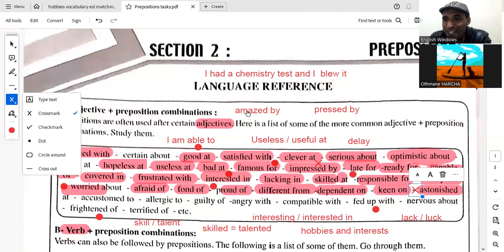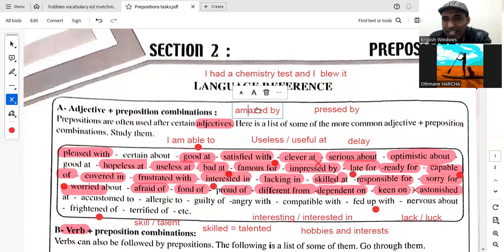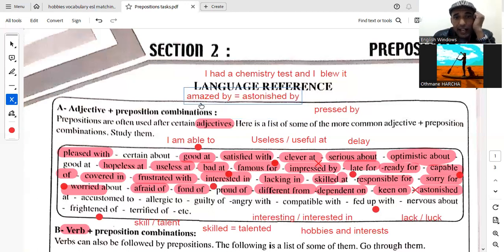Amazed. We can also say amazed. That's the synonym, right? Amazed by, it means astonished. Astonished by. Impressed by, or astonished, or amazed, right?